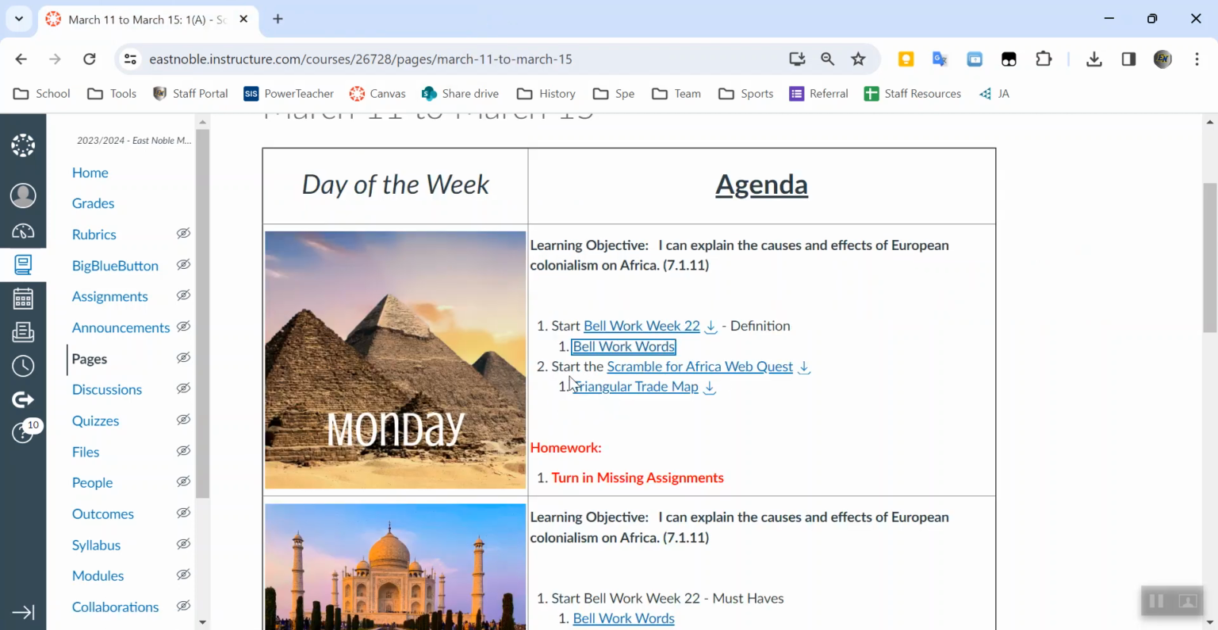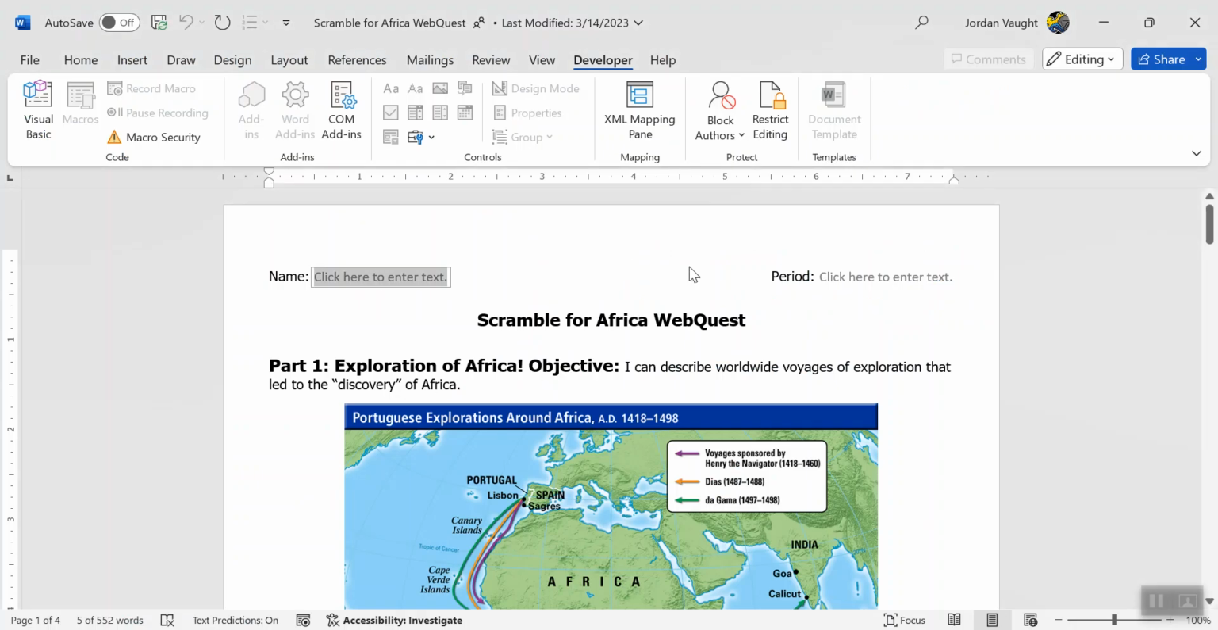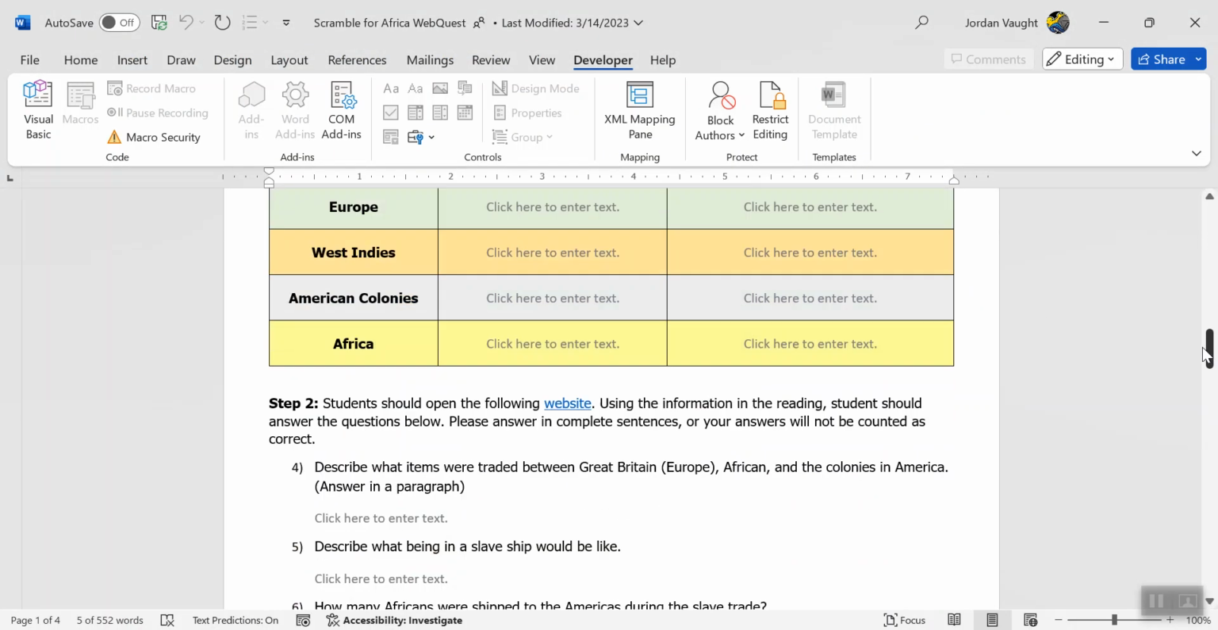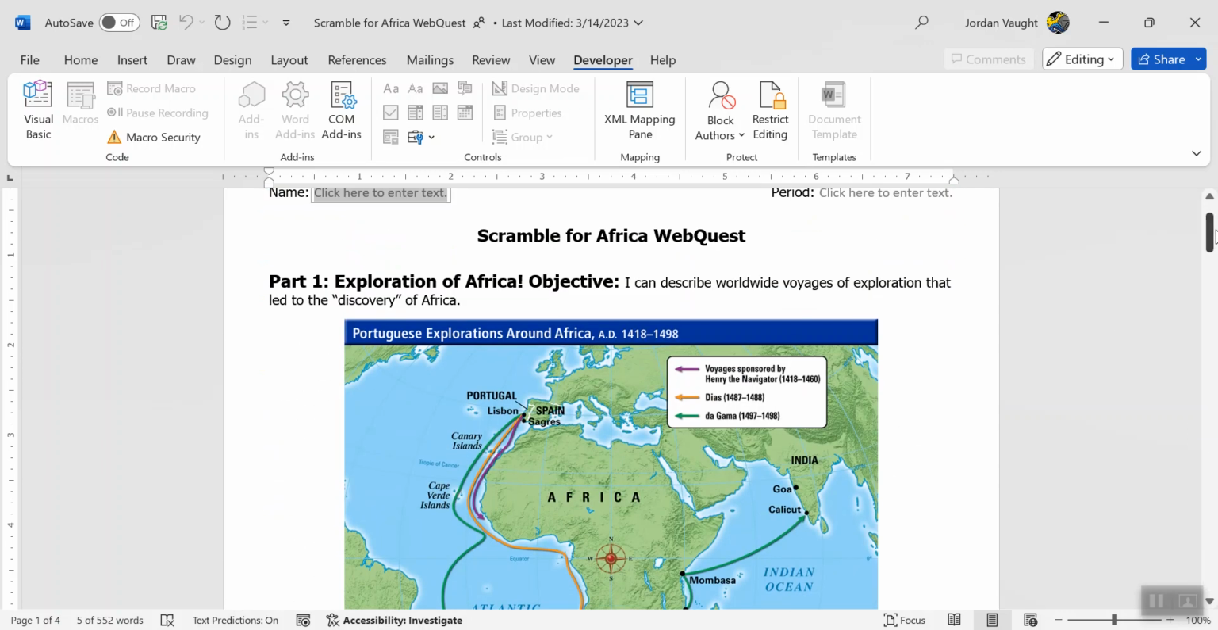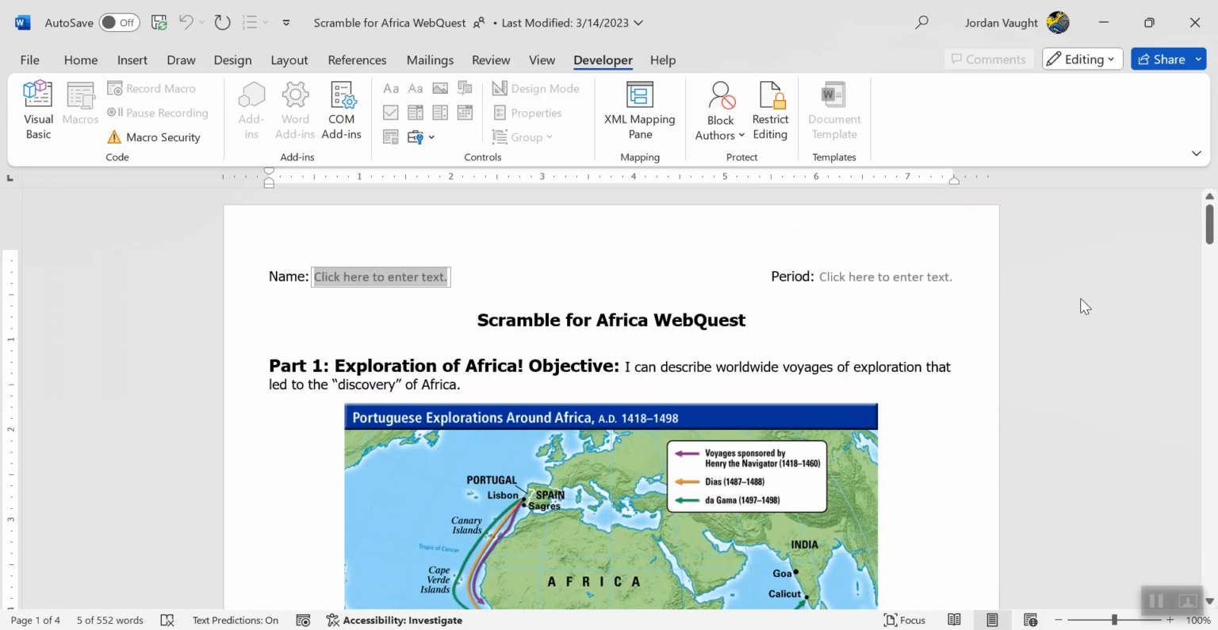And then today we're going to start what's called the Scramble for Africa web quest. It's going to look like this, as you see here. There's a whole bunch of things that I need you to do. It is due tomorrow, so you have 2 days to work on it. Don't feel like you need to rush through it. Take your time and make sure you get all the answers correct.